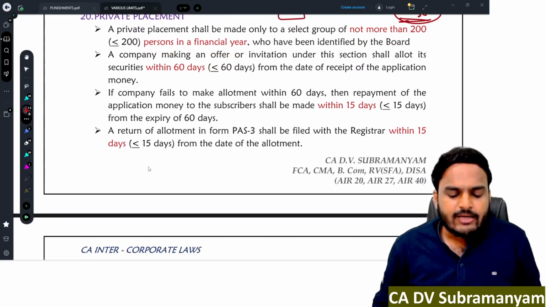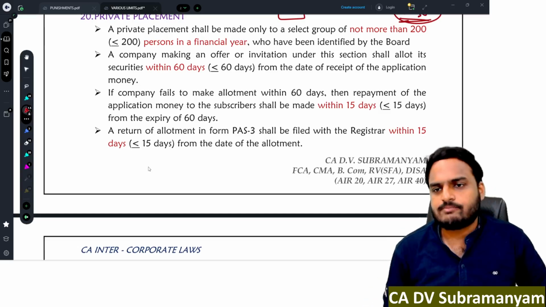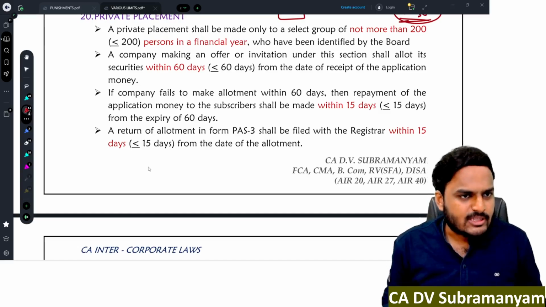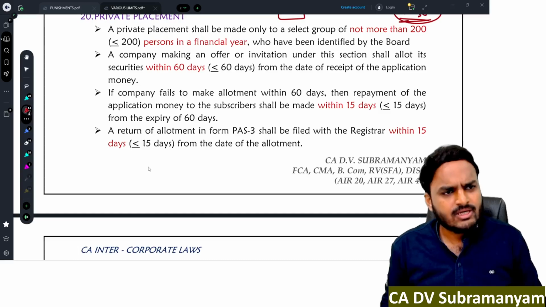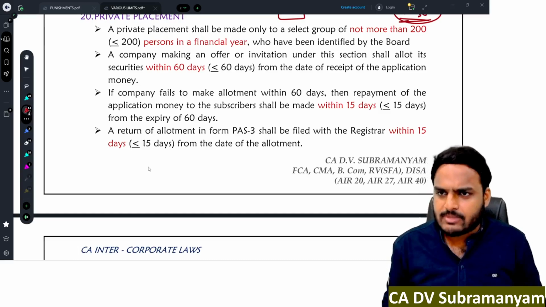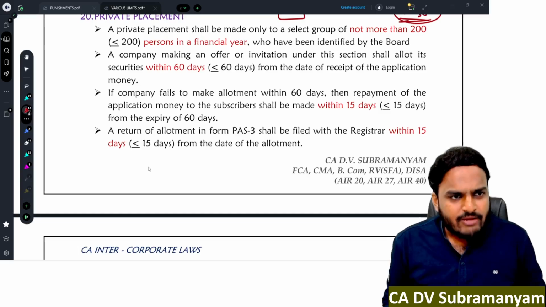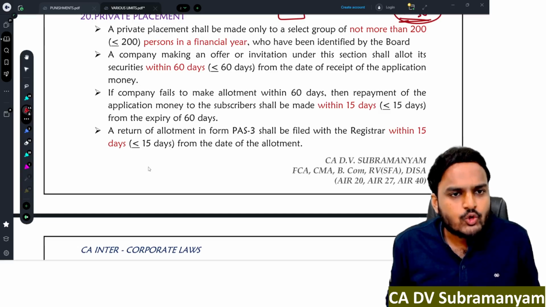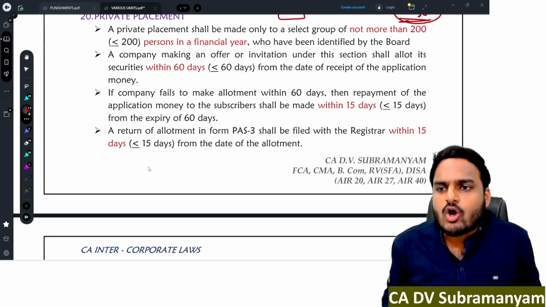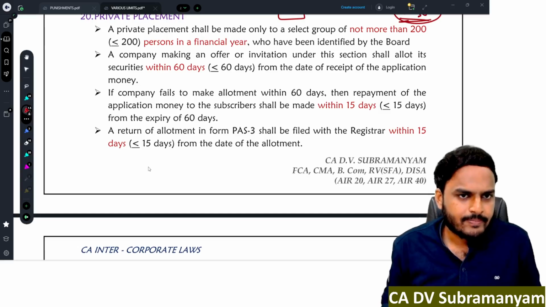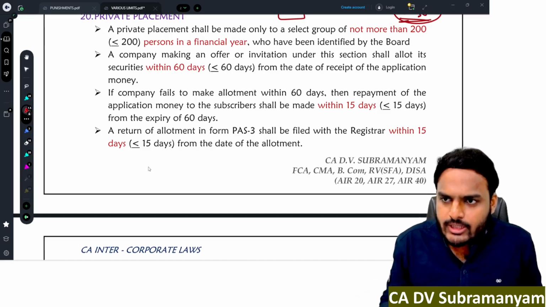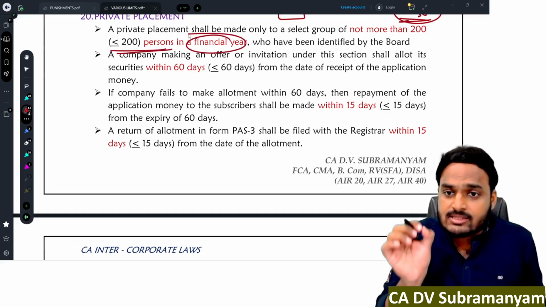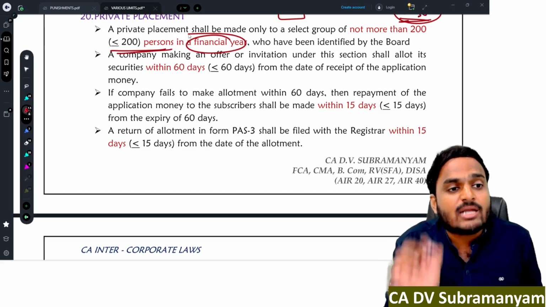Next one, private placement. See, all companies can offer its securities under private placement. Public company or private company can offer its securities under private placement. But in private placement, there is a restriction. The restriction is it can offer securities to the members not exceeding 200. That means it can offer its securities up to 200 persons in a financial year. And this 200 count is applicable per security.